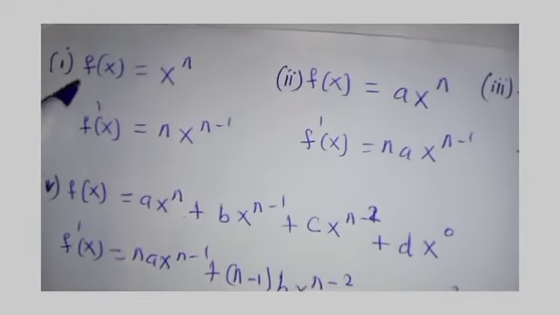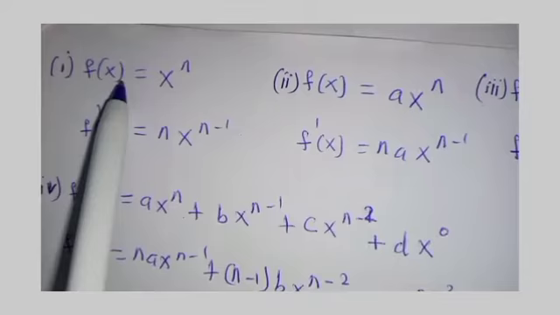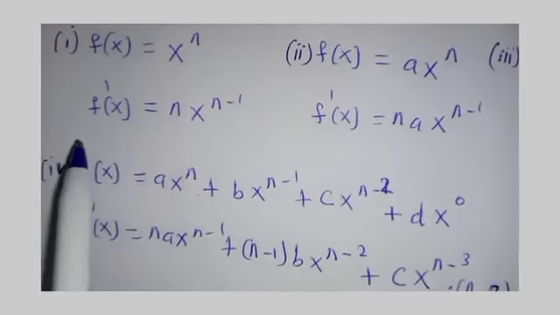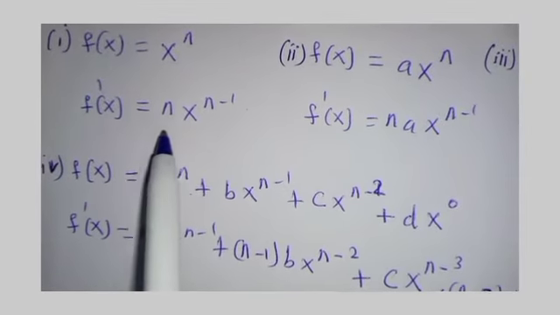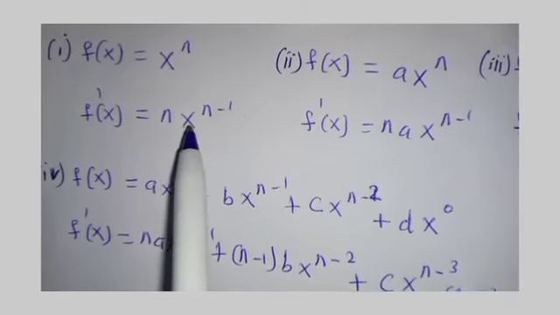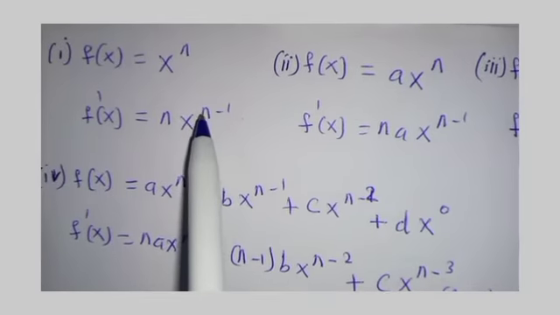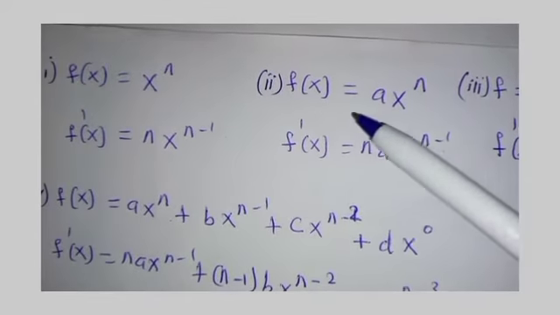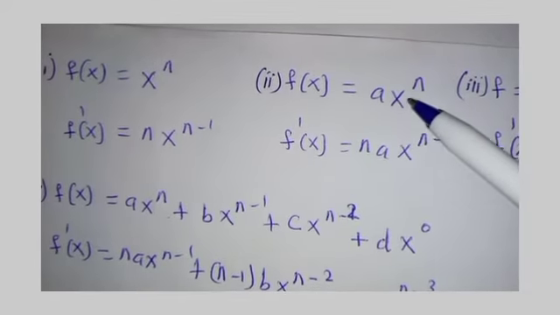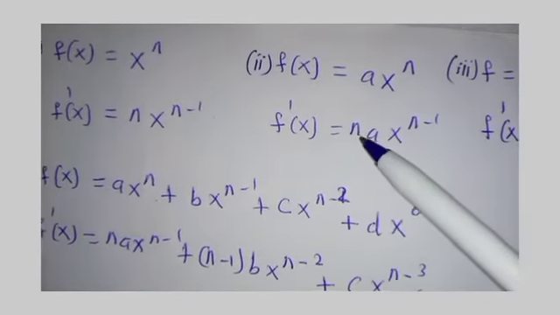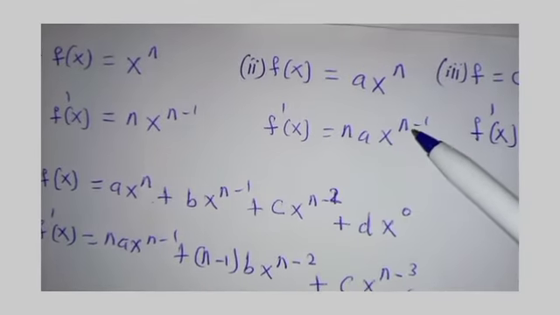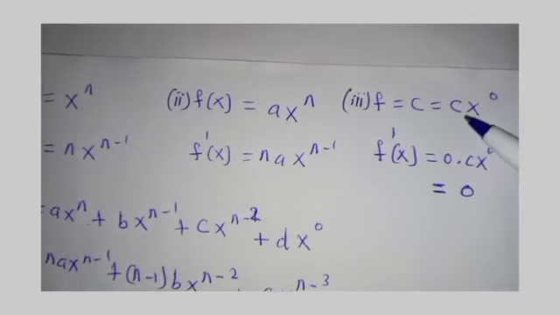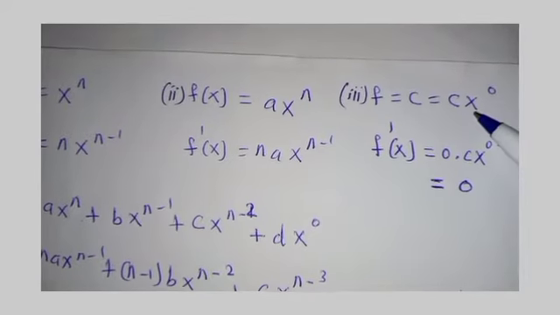We shall consider these two possibilities where you have function of x as x power n. From the power rule, the derivative is simple. You simply bring the index in front of x, and then you reduce the index by 1. When you have function as a x power n, the derivative is n times a, then x with the index reduced by 1. When you have function as equal to constant, it can be written as c times x power 0.